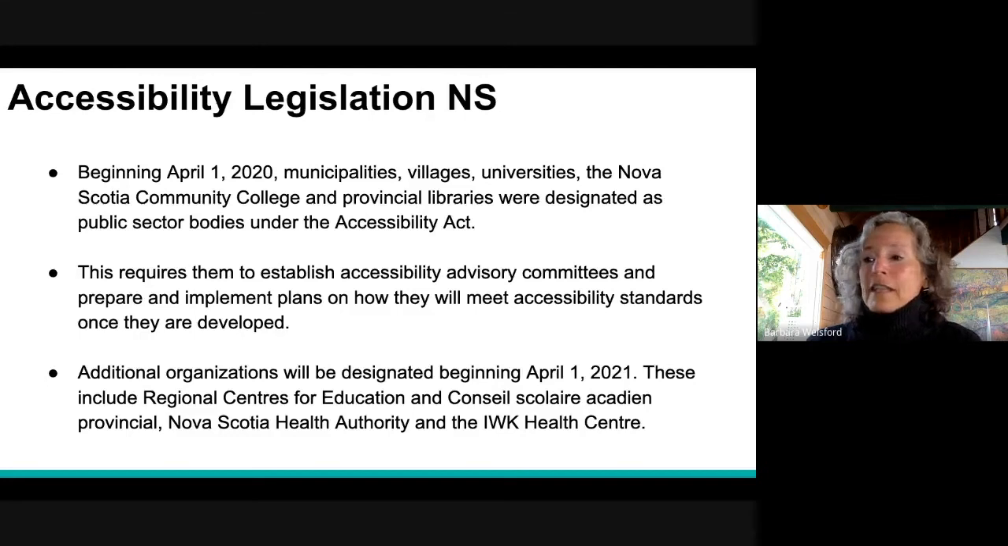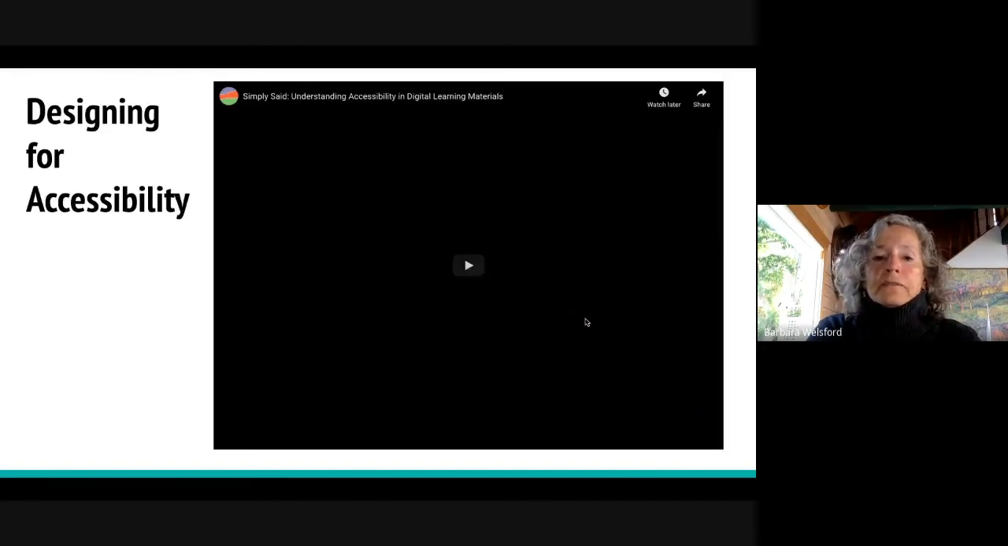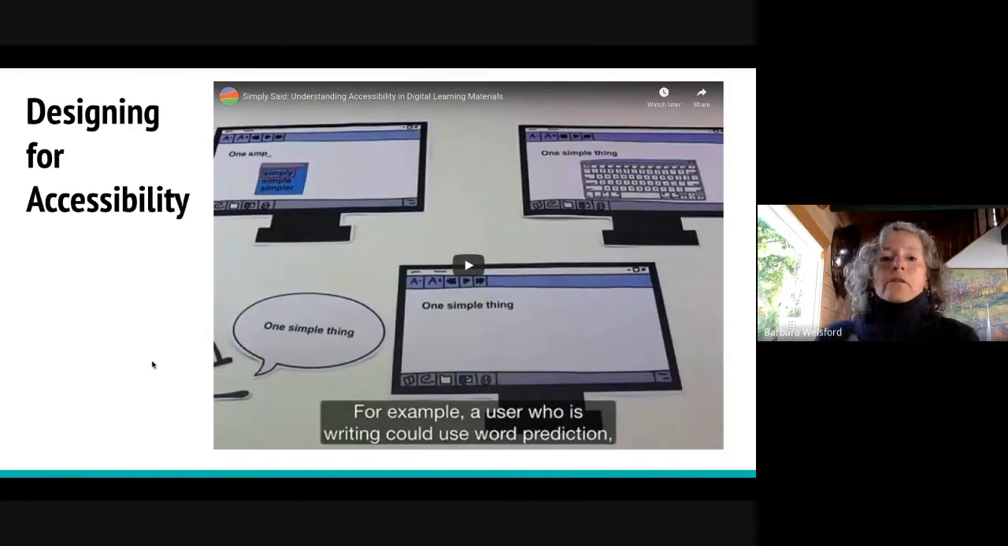These include RCEs and CSAP, Nova Scotia Health Authority, and the IWK. So just be aware that we're going to be legislated to provide accessibility to all course content across the province, no matter what level of education we're providing. So this is a really important presentation. I could walk through all these definitions, but I prefer to provide access to a much more succinct presentation and video. And this describes how to design for accessibility.